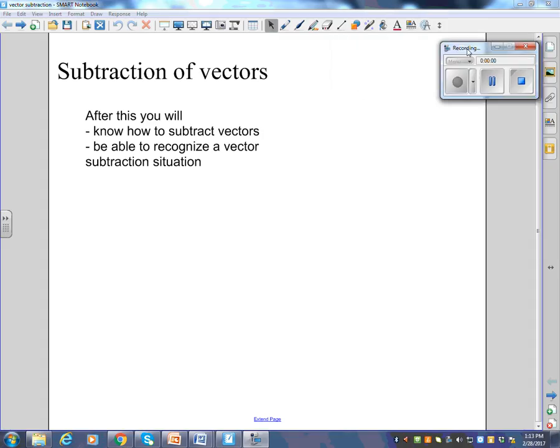Okay, let's talk about subtraction of vectors. So you will know how to subtract vectors. You will be able to recognize a vector subtraction situation, which is by far and away the hardest of those two things. Once you get this done, that's it.